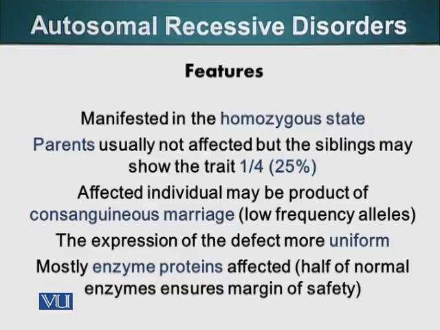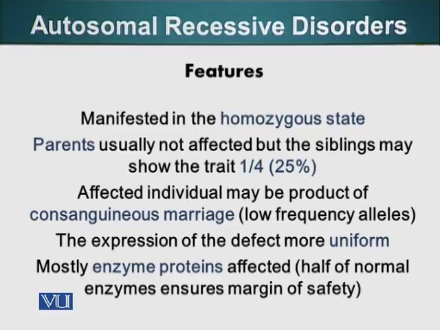However, the probability that this particular disease or trait will appear in the siblings of that person is 1 in 4, or 25%. Affected individuals may be the product of consanguineous marriage. I have already introduced this term to you. So if a gene is rare in the population and a person is affected by that or is a carrier of that particular gene, the probability is very high.